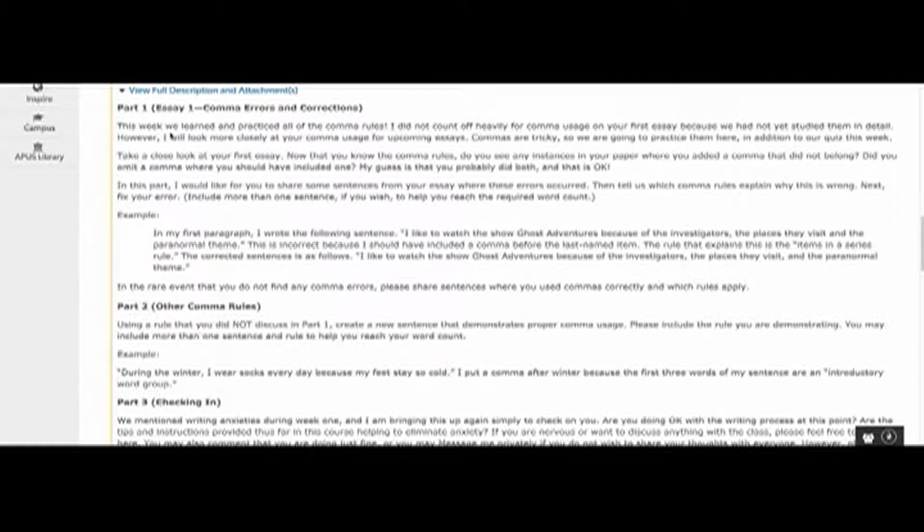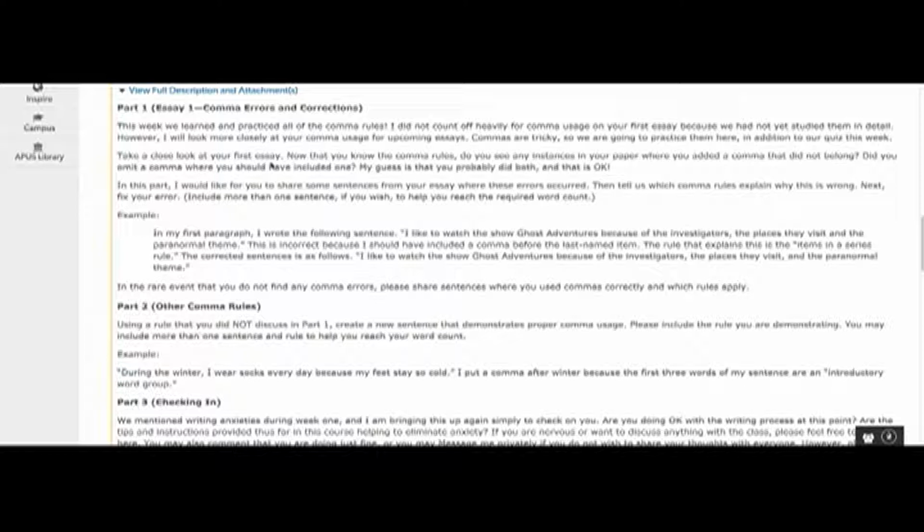This week we learned and practiced all of the comma rules. I did not count off heavily for comma usage on your first essay because we had not yet studied them in detail. However, I will look more closely at your comma usage for upcoming essays. Commas are tricky, so we are going to practice them here in addition to our quiz this week. And we'll get to that right after this.